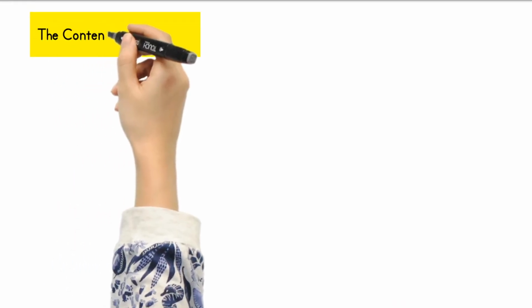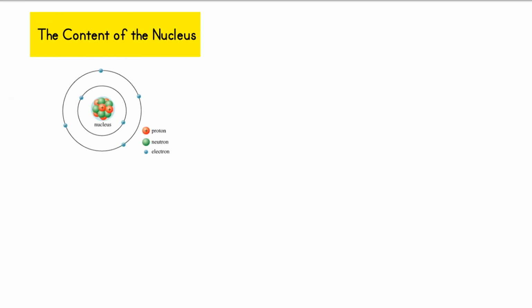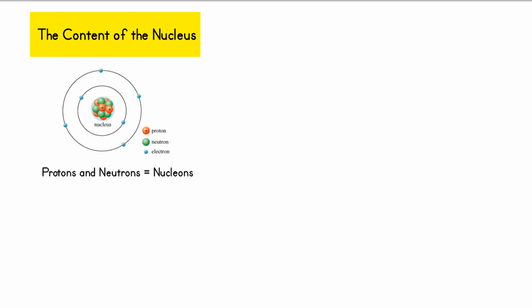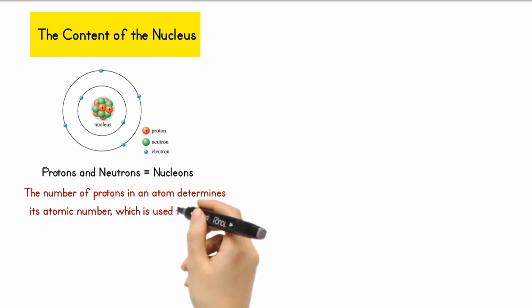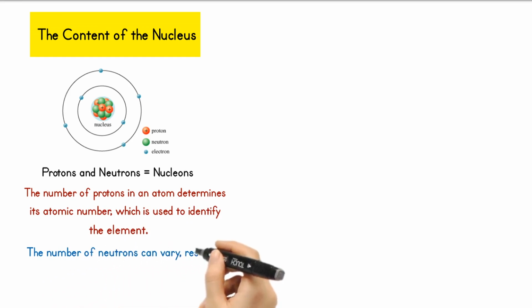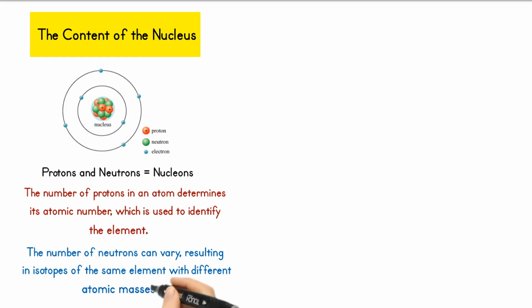The content of the nucleus. The nucleus of an atom is made up of protons and neutrons, which are collectively known as nucleons. Protons have a positive charge while neutrons have no charge. The number of protons in an atom determines its atomic number, which is used to identify the element. The number of neutrons can vary, resulting in isotopes of the same element with different atomic masses.